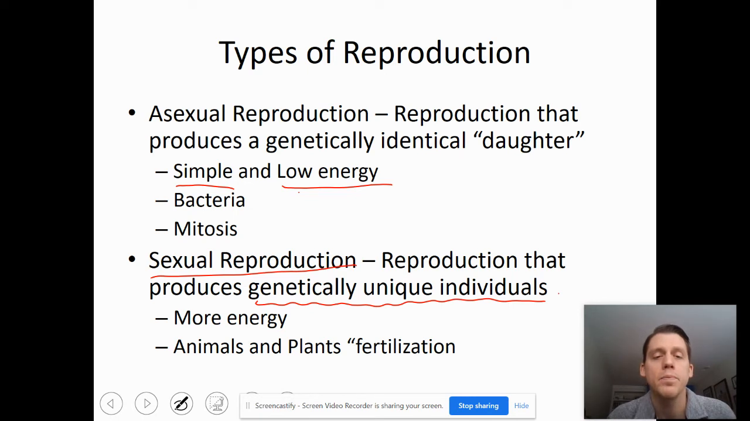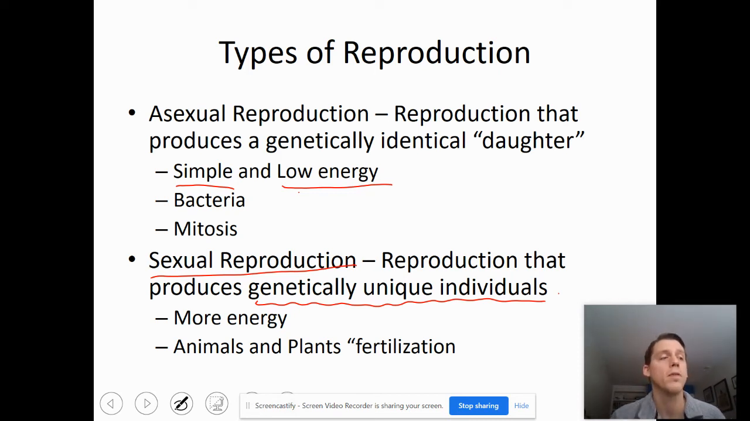Sexual reproduction is going to be different because it requires more energy, right? Think about plants. Plants have to produce pollen, and that pollen has to be dispersed into the air and it has to reach other plants. That's a lot of energy that the plant has to spend on sexual reproduction.